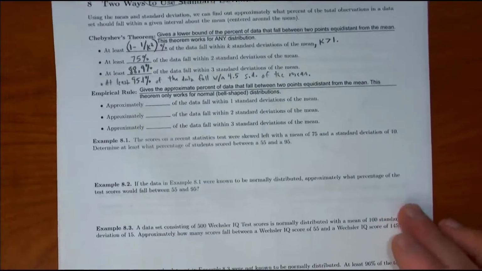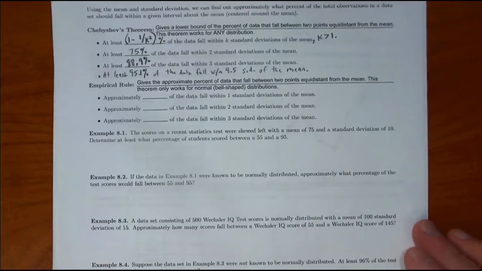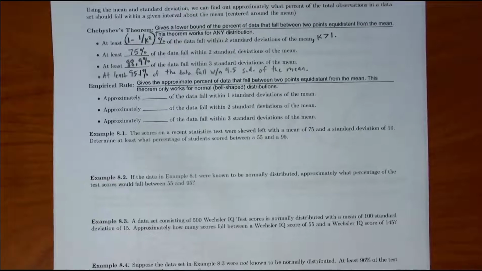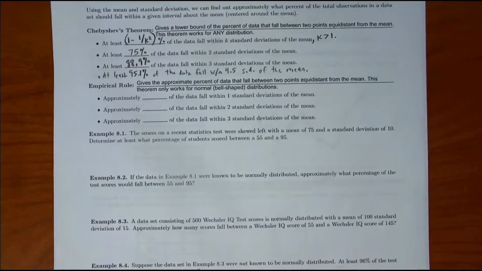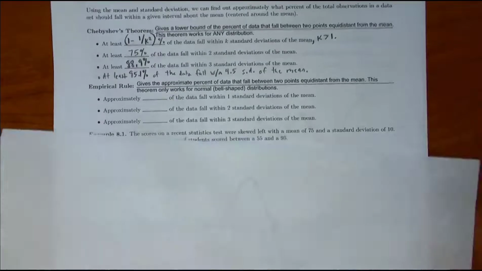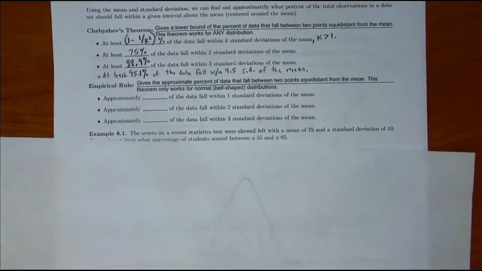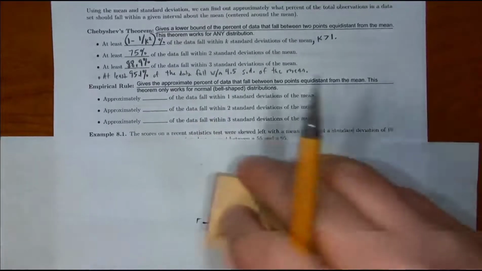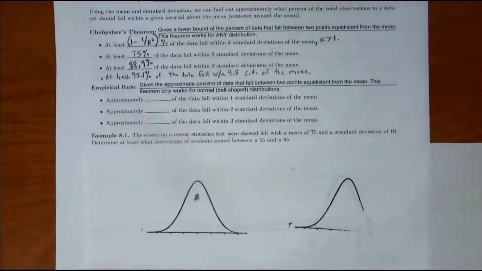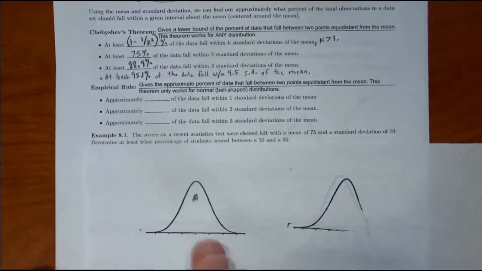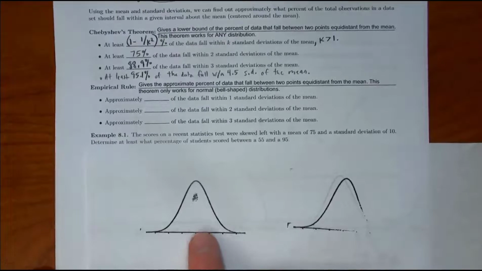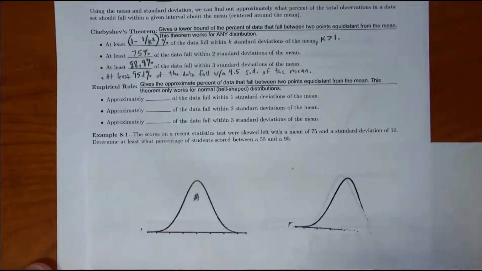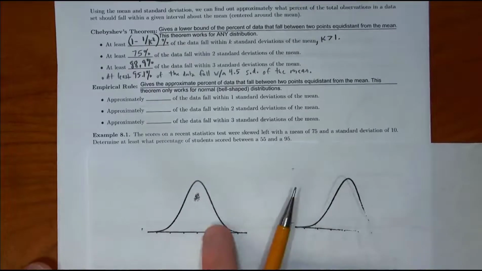The empirical rule gives the approximate percent of data that fall between 2 points equidistant from the mean, but the catch is it only works with bell-shaped distributions. So it only works when you have a nice bell-shaped distribution, what's called a normal distribution. It's a nice symmetric curve. The empirical rule only works when you have a distribution like this.